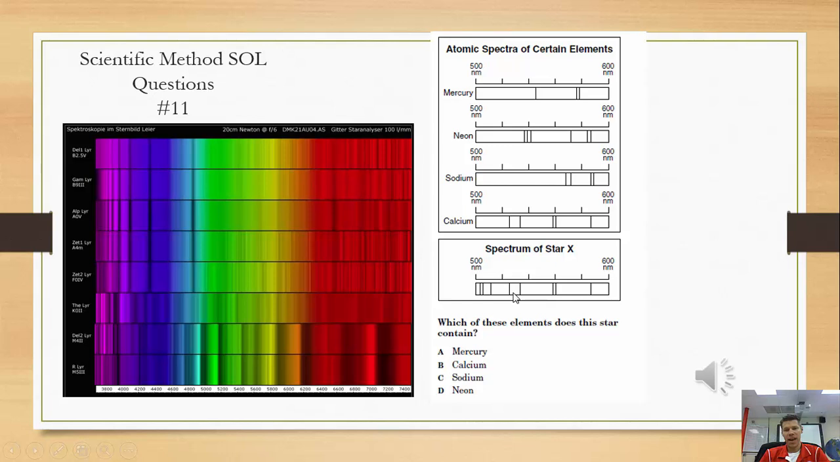If you look, we see that it doesn't really match up with mercury, doesn't match up with neon, definitely doesn't match up with sodium. There's no long space here. But if you look at calcium, look here, we got 1 line, 2 lines, like right here. We've got a big space, then we got 2 close lines, big space, and then another little square. So this star has a lot of calcium. So which of these elements does this star contain? And the answer is B, calcium.